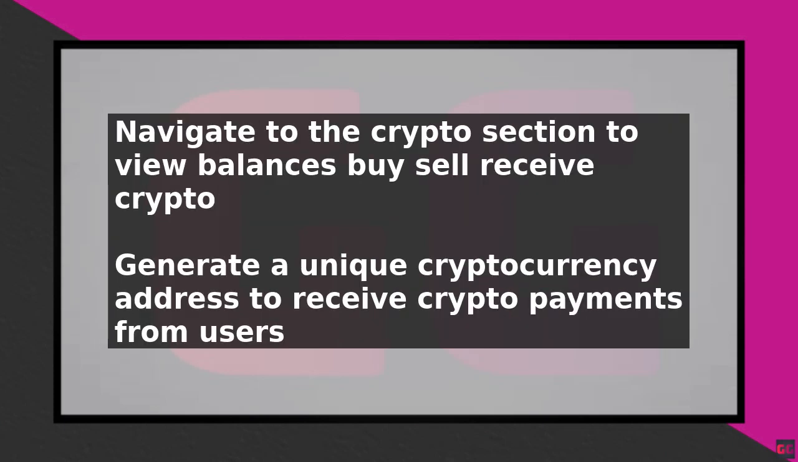To generate a crypto address, tap on the cryptocurrency you want to receive, such as Bitcoin or Ethereum, and then tap on the Receive option. Revolut will then generate a unique address for you to share with the sender. You can copy this address and share it with the sender, or you can use the QR code option to make it easier for the sender to send you crypto.